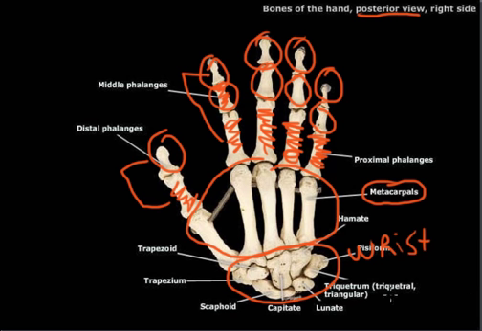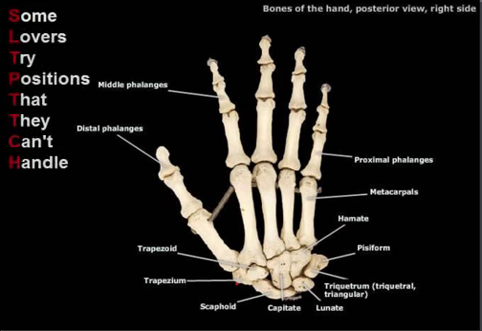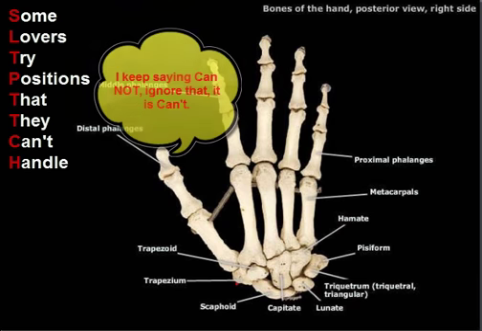So now let's look at just the bones in the wrist in a way that makes it a little easier for you guys to remember. I like to use a mnemonic, which is basically a learning device that helps you remember things. The mnemonic that I like to use makes it easier to remember the bones in the wrist area of the hand. And that mnemonic is, some lovers try positions that they cannot handle.